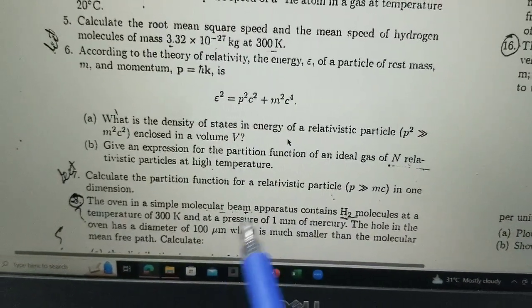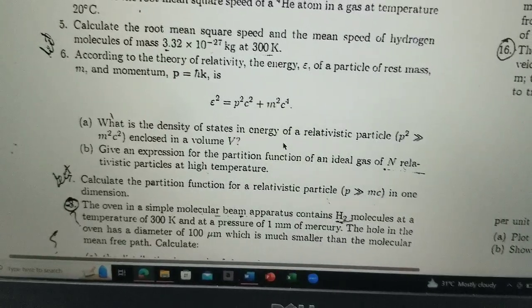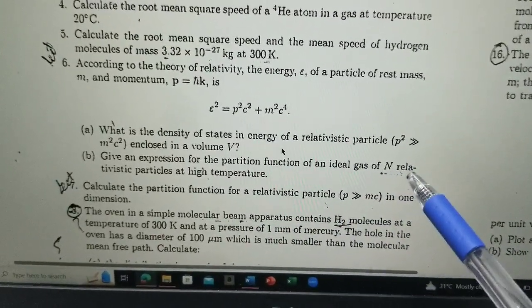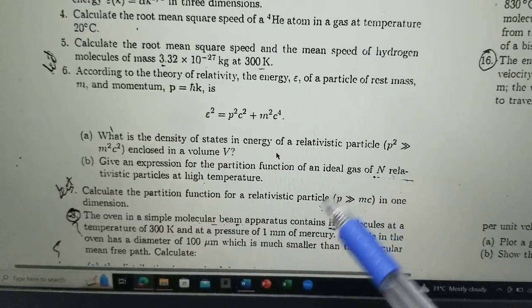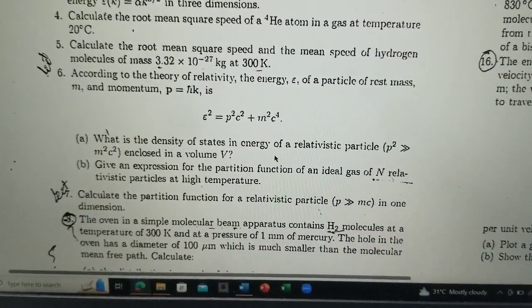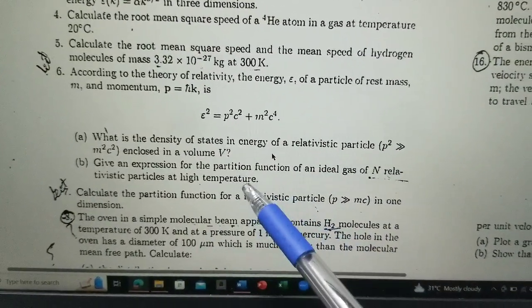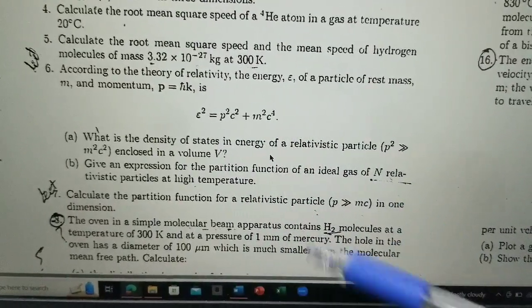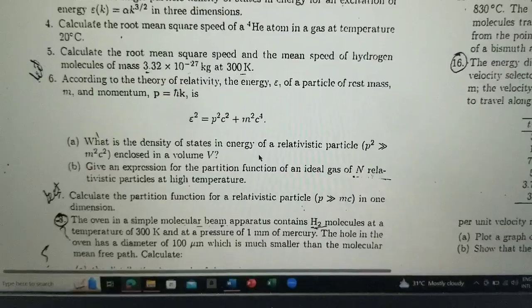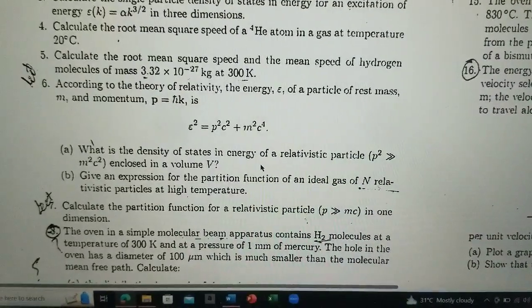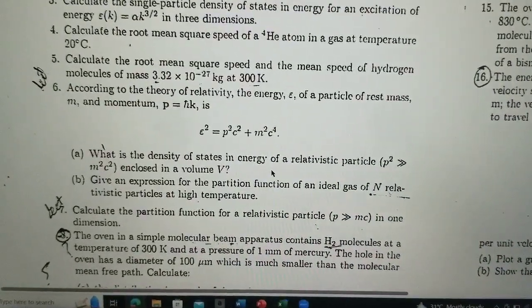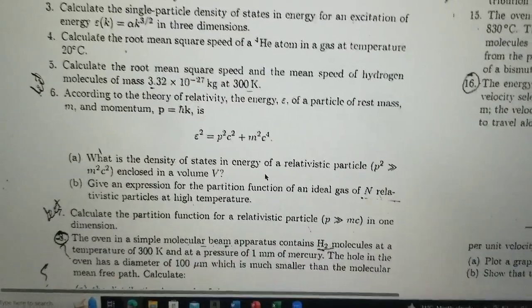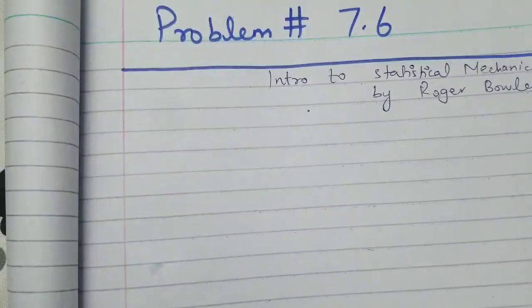So we have to find the partition function of an ideal gas which has N particles, enclosed in a volume V at a very high temperature T. Keeping all this information in mind, we have to solve question 6 from chapter 7 of the book I mentioned before. So let's start with the solution.